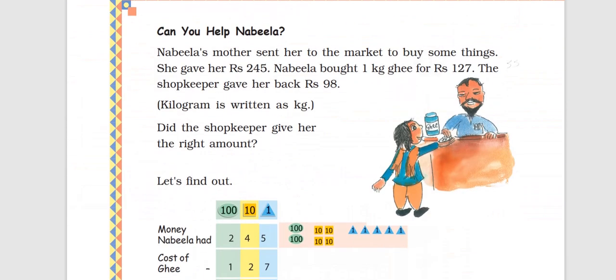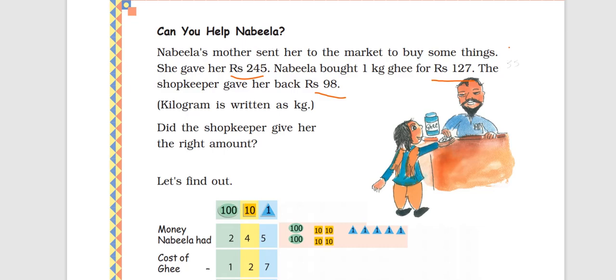Okay, the next one is, can you help Nabila? Nabila's mother sent her to the market to buy some things. Okay, she gave her 245 rupees. Okay, Nabila bought 1 kg ghee for 127 rupees. The shopkeeper gave her back 98 rupees. They're saying kilogram is written in short form as kg. Kg means kilogram. Did the shopkeeper give her the right amount?